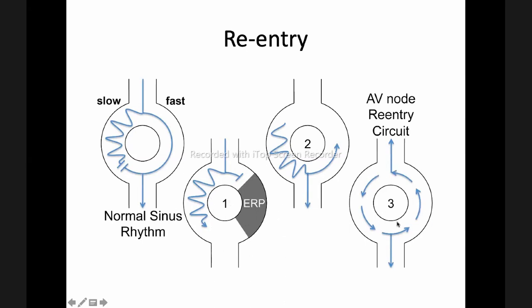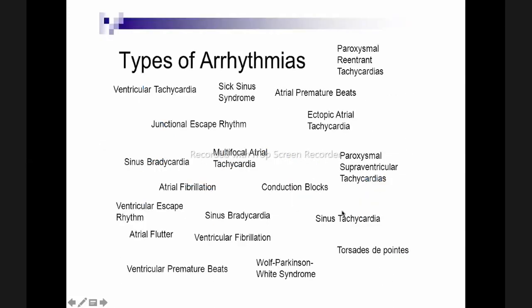This is what is known as re-entry. It's actually very simple to understand. It's just as I have explained it. So that is re-entry. So you get a circular motion. So in this case, you get rapid and continuous depolarization. And in 90% of tachyarrhythmias, or abnormal rhythms with a high fast heart rate, they come from re-entry. Re-entry is the mechanism.